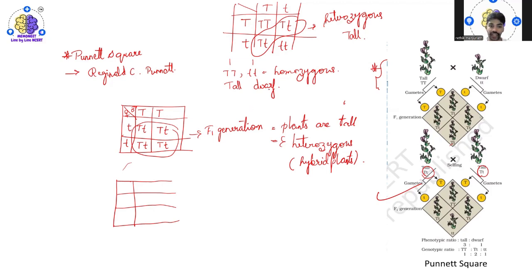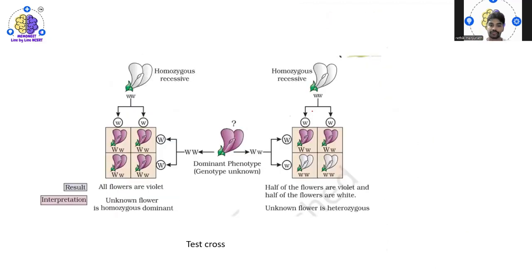So what will be the final ratio here? It would be a 3:1 ratio. That is phenotypic. But when it comes to genotypic, it is 1:2:1. I hope you're clear with this.